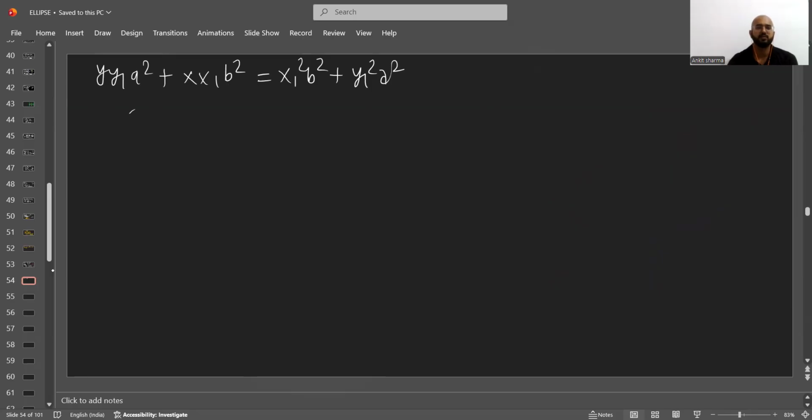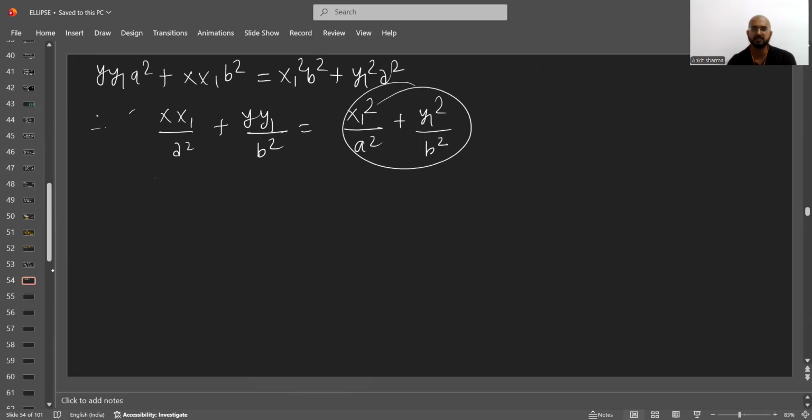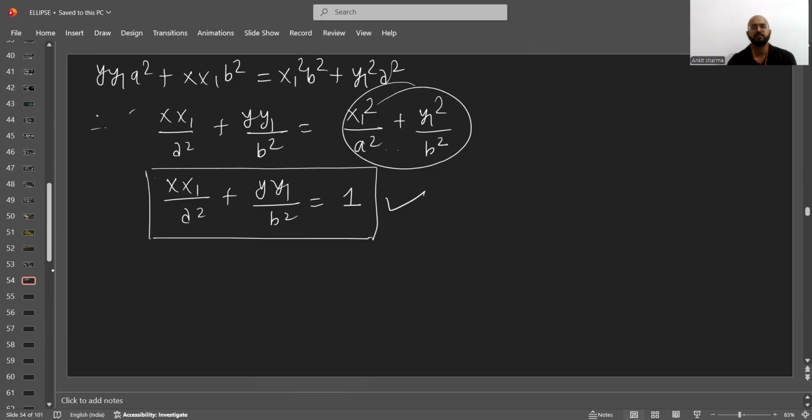Now we'll divide this equation throughout by a square b square. So I get x1 over a square plus y1 over b square is equal to x1 square over a square plus y1 square over b square. And now since this point is lying on the ellipse, it must satisfy the equation of the ellipse. That means I end up getting x x1 over a square plus y y1 over b square is equal to 1. This is the equation of the tangent to the ellipse at point P, x1, y1.